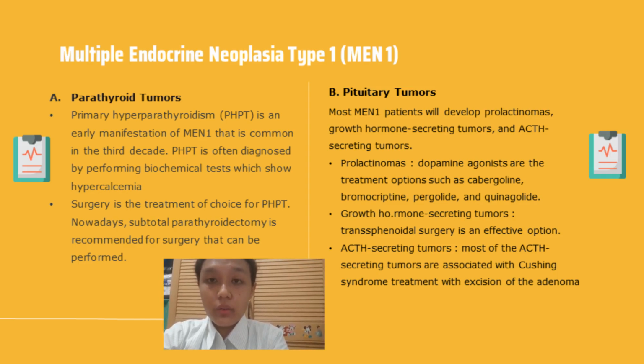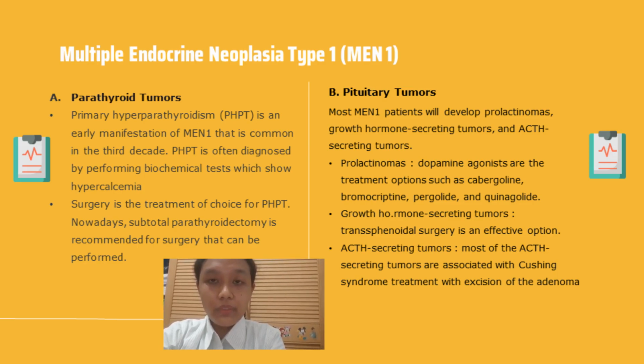Primary hyperparathyroidism is an early manifestation of MEN type 1 that is common in the third decade. Primary hyperparathyroidism is often diagnosed by performing biochemical tests which show hypercalcemia. Surgery is the treatment of choice for primary hyperparathyroidism. Nowadays, subtotal parathyroidectomy is recommended for the surgery that can be performed.